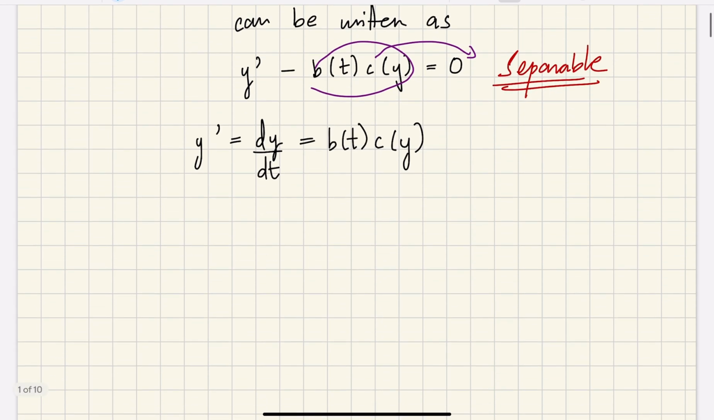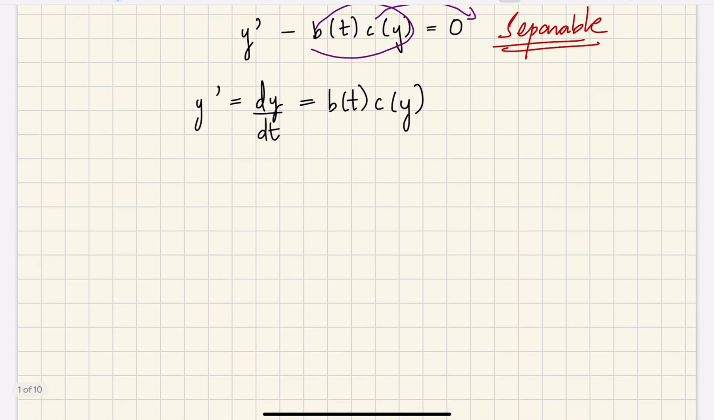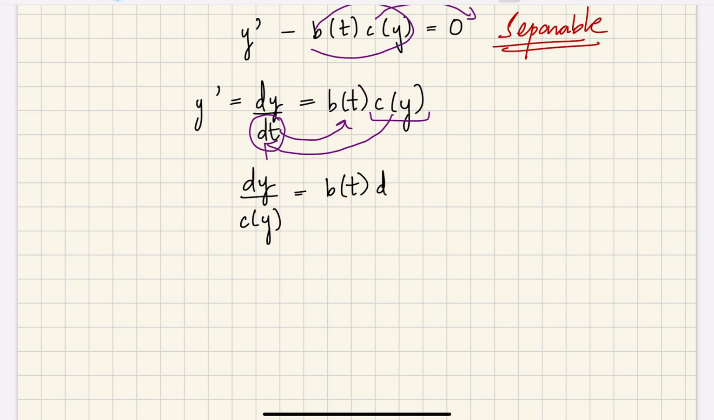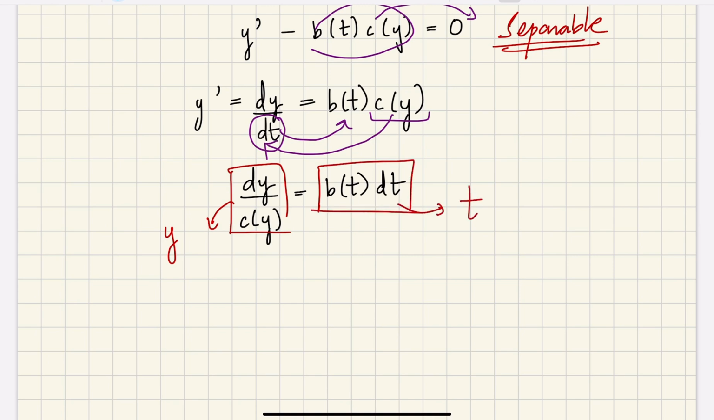So if we move c of y to the left and dt to the right of the equation, what do we get? We will get dy over c of y is equal to b of t times dt. Now notice that this fellow deals only with y, and this part deals only with t. We have separated the equation.